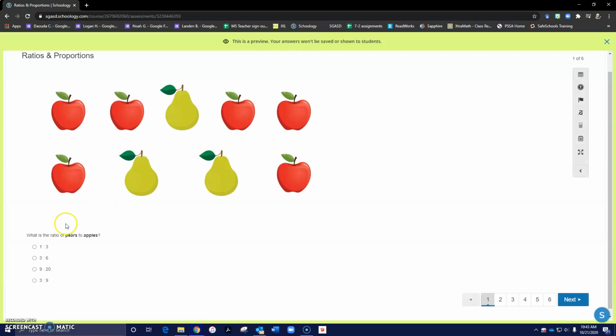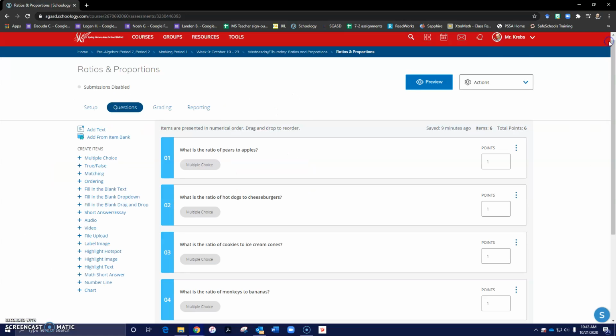If you look at some of the questions here, for example, this question is asking about the ratio of pears to apples. Well, you're going to need to start with the number of pears first and then worry about the number of apples. Make sure you're going in the same order as the question. Do not flip the numbers around, because if you flip the numbers around, that's not going to be a correct answer. So that is something that you're going to need to do.